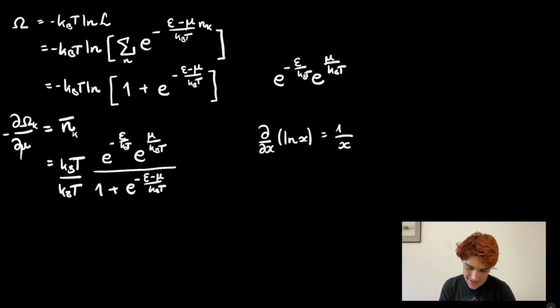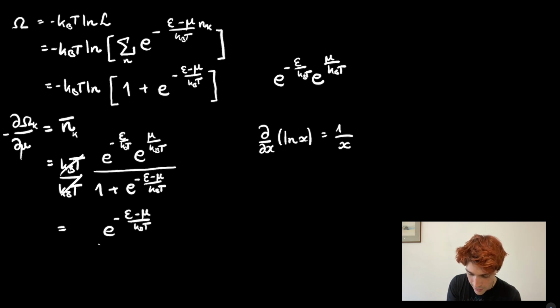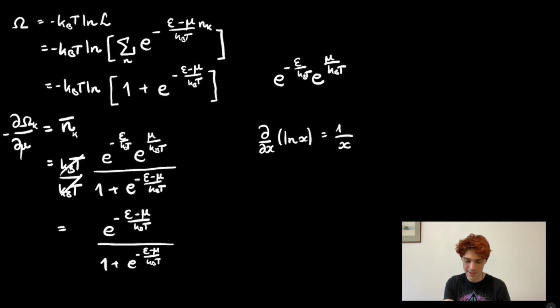A bit of complex derivatives there. But as you can see, the kBT's will cancel out, and we can refactor this into what it was. We get e to the minus epsilon minus mu over kBT, all divided by 1 plus e to the minus epsilon minus mu over kBT. Just a quick note, the minus sign out the front applies to the entire fraction within the exponential. It's not minus epsilon minus mu, it applies to the whole thing. So that's what it is.